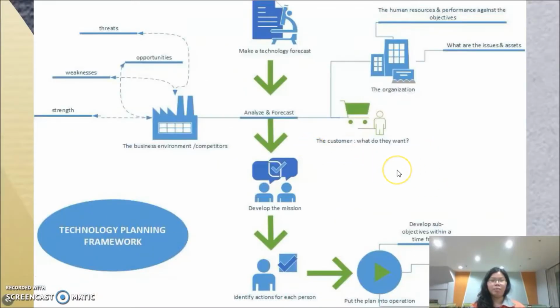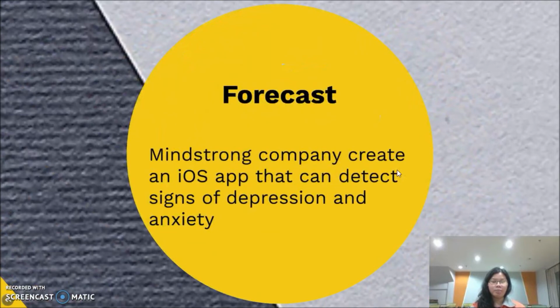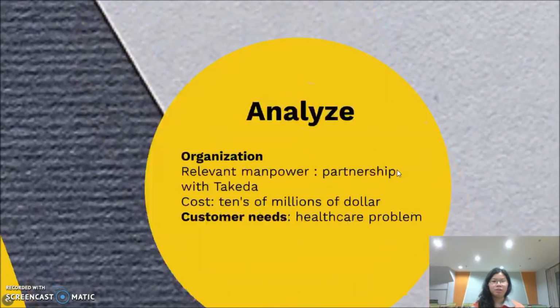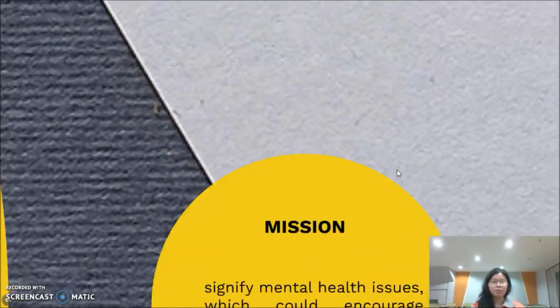Okay, now I will talk about an example of the technology planning framework. The MindStrong company created an iOS app that can detect signs of depression and anxiety. For the analysis, the organization partnered with Takeda to develop these iOS apps. They used tens of millions of dollars to create these apps. For the customer needs, they need to solve a healthcare problem.